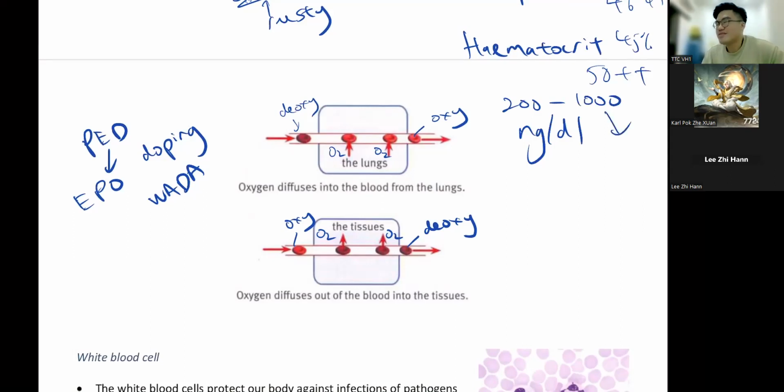if your testosterone level is 3000, do you think they accept your explanation by saying, oh, I'm just born with 3000? Do you think that's possible? No, you are just cheating at this point, right?